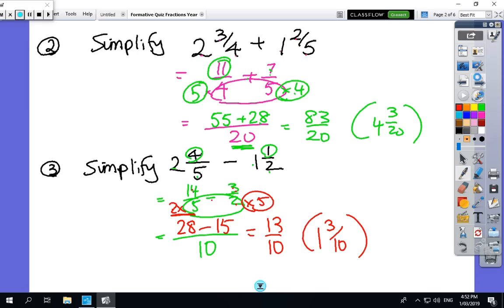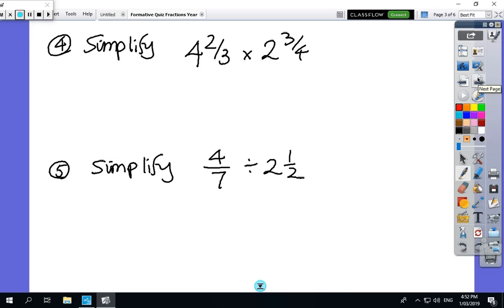Okay, come across. Okay, so we've got multiplies and divides. So when you're ready, have a go. Okay, you're back. 3 4s are 12, plus 2 is 14 over 3, times 4 2s are 8, plus 3 is 11 over 4. Then we just go 14 times 11.